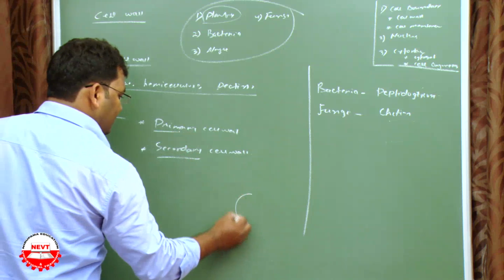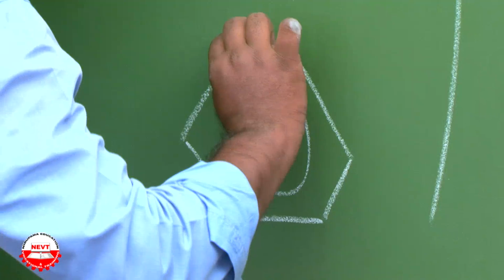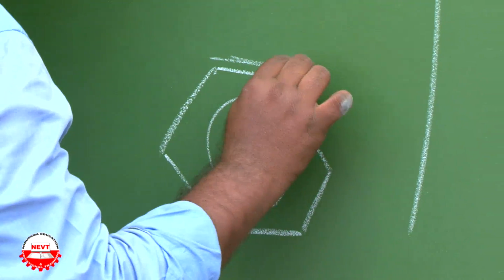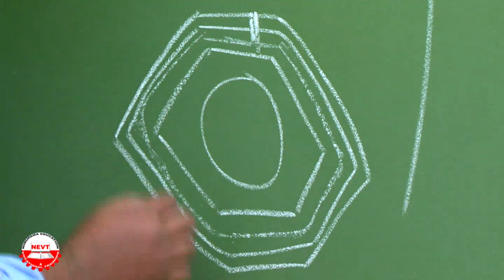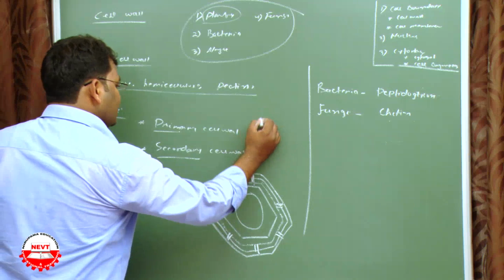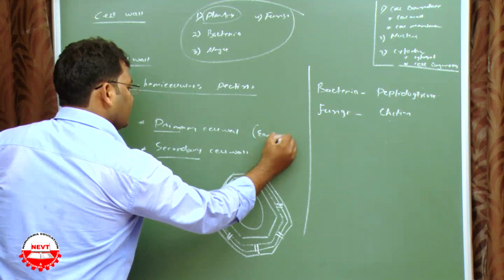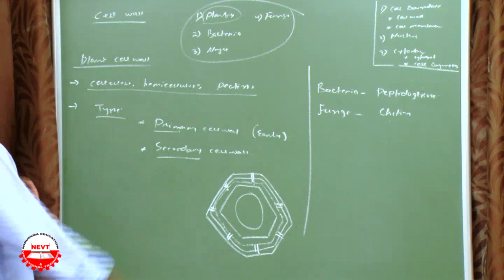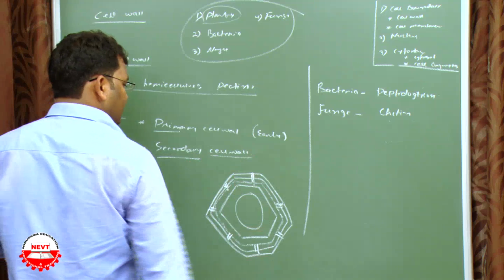If this is the cell, this is the primary cell wall, and this is the secondary cell wall. Three layers of secondary cell wall are there. Okay. So the primary cell wall is there at the beginning, at the early stage. When the plant cell matures and becomes older, it forms secondary cell walls, right?